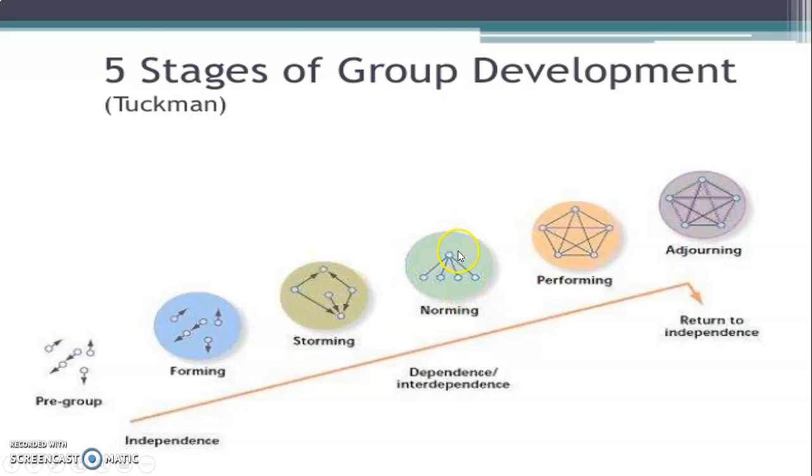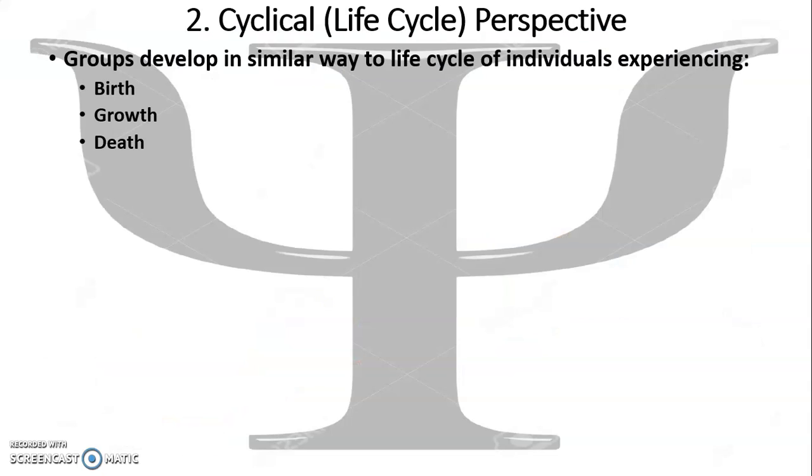And then norming, so once that's settled down a little bit, people kind of set the group norms, which we'll look at a little bit later. And then performing, the group gets on with the job. Okay, a lot of the people who cite this will just use these 4 stages, but there is a 5th stage, so adjourning. Okay, so returning back to independence, so as you were.